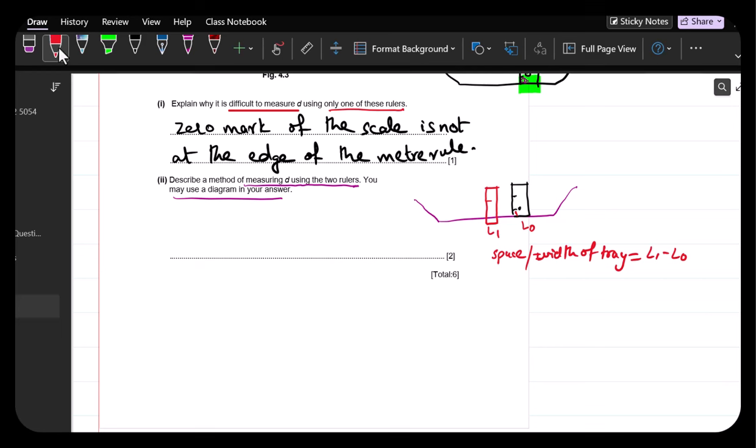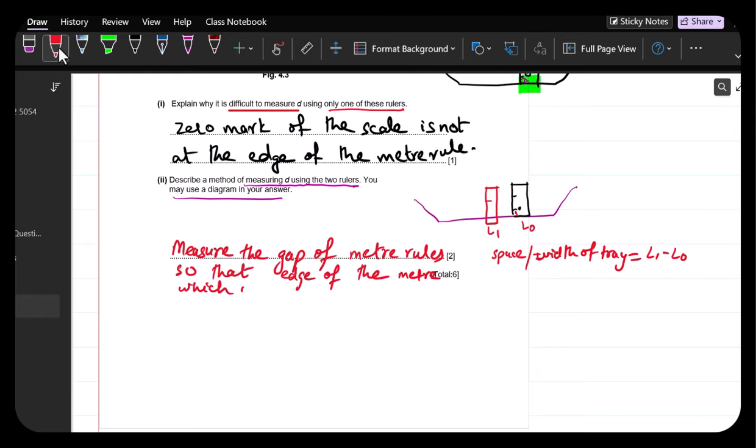So we will be saying: measure the gap using meter rules, so that the edge of the meter rule, which is not starting from zero, can also be considered. Reading is also considered. So we are done with this question.